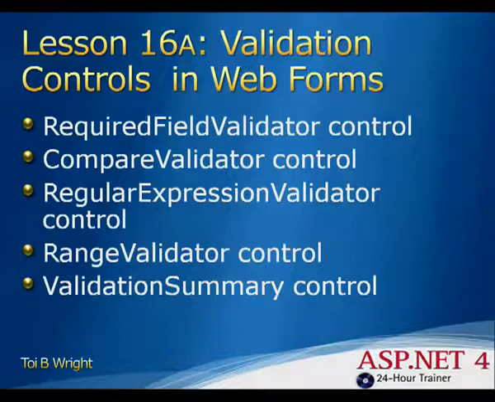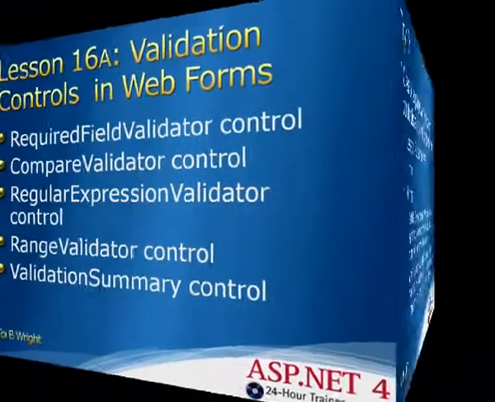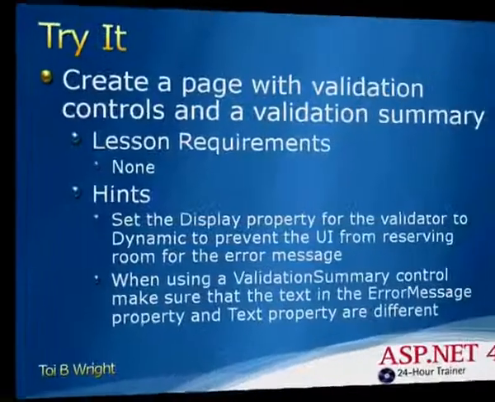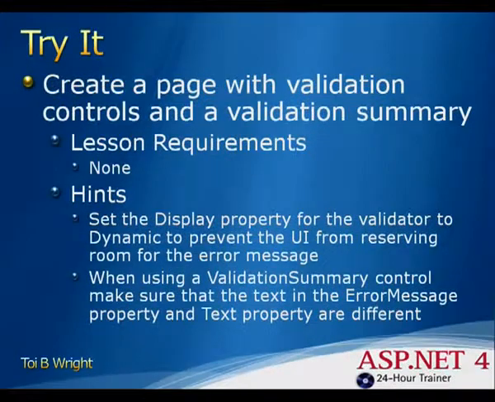The range validator control is used to check that a given value is between two values. The validation summary control displays a list of all of the validation errors on the page. The other validator is the custom validator control, and I covered that one in Lesson 17A. In this lesson, you create a page with a number of validation controls, including a validation summary.